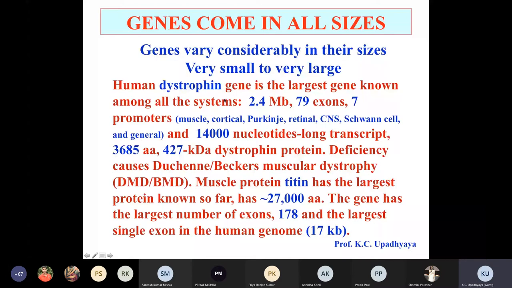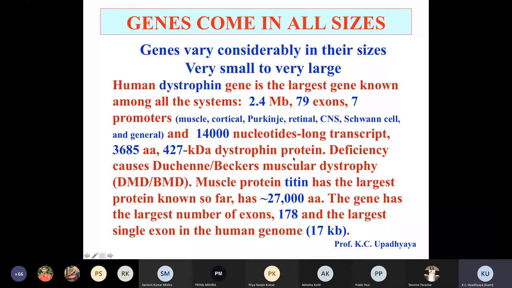And what does this dystrophin do in humans? In the muscle fibers, where we stand, dystrophin provides the strength of the muscle fibers. And see, we are talking about 2.4 million base pairs, and then you have only a 14,000 nucleotide long transcript. There are only 3,685 amino acids in the protein. Deficiency of this protein causes Duchenne and Becker's muscular dystrophy. This is an X-linked gene, actually located on the X chromosome.